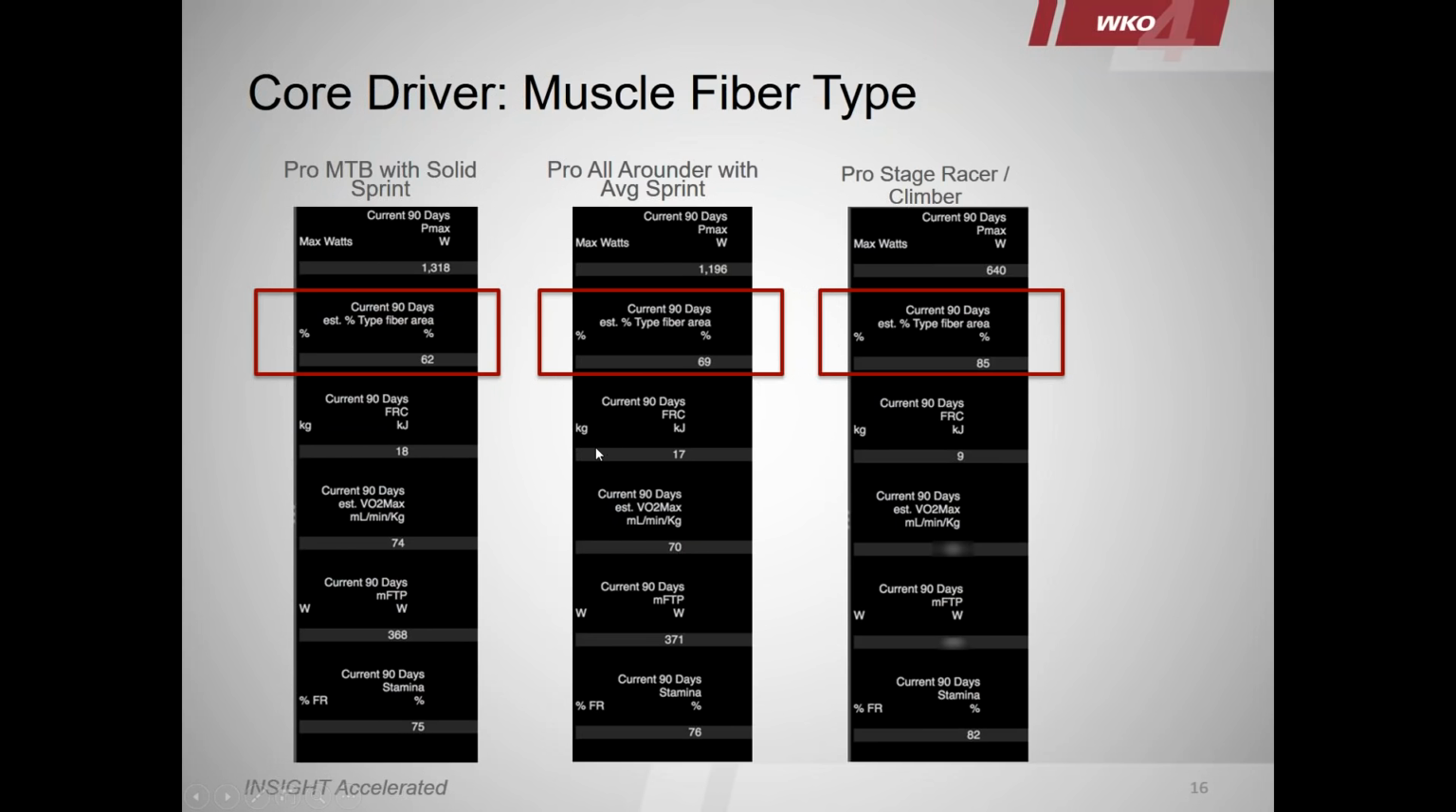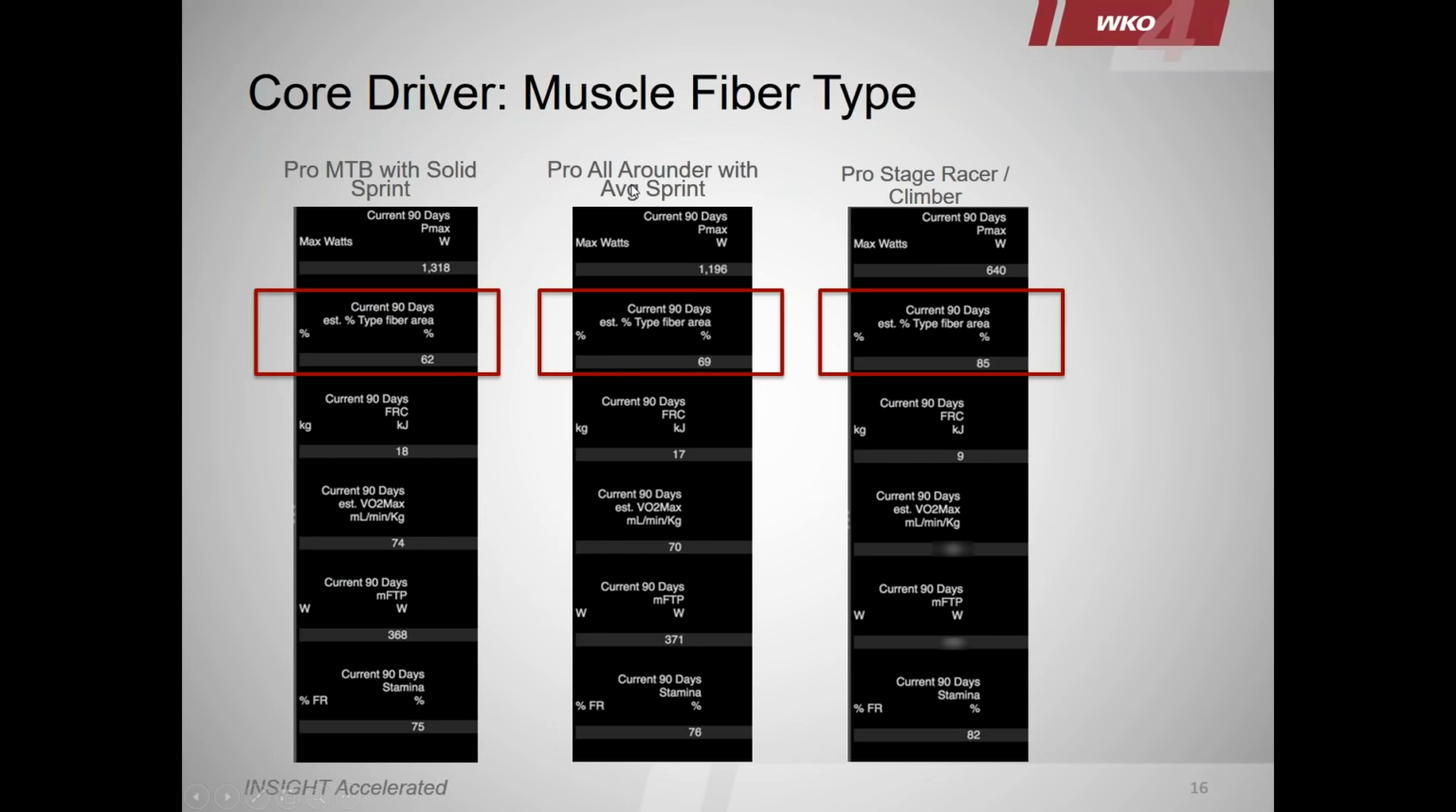I'm looking at 3 professional riders. Some data is obscured because these are my athletes, but I do not have permission to show everything for everybody. Here's a pro mountain biker with a solid sprint. We see they have 62% of muscle fiber area dedicated to slow twitch, so they have a little more fast twitch fiber. I don't have a pure sprinter right now. I wish I did. I'd show you an example.